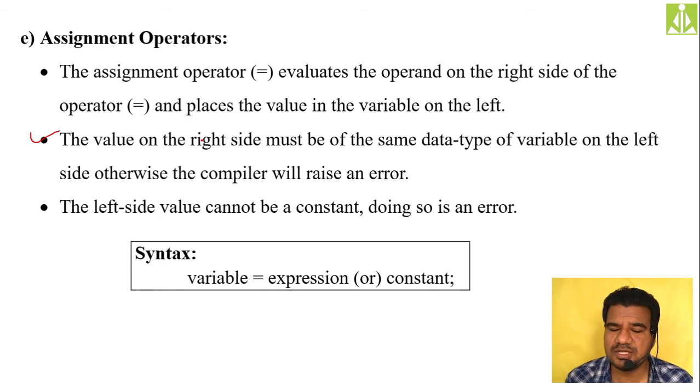It is not possible to assign a string value or a float value to an integer variable. If you do, a type conflict will occur. We have to understand this type conflict and how to solve it in detail. That we will do when we discuss the type conversion and type casting concept.